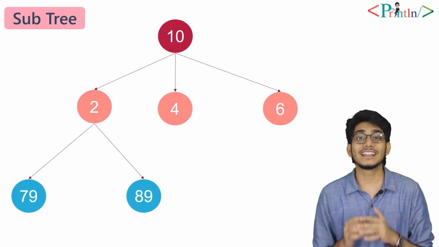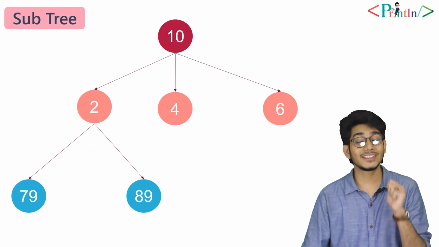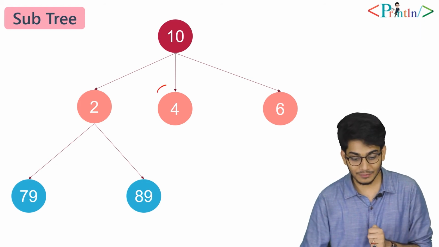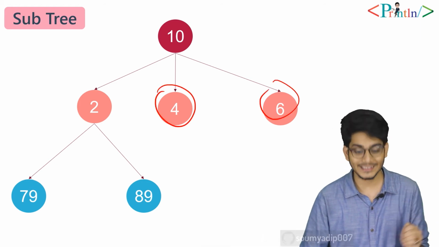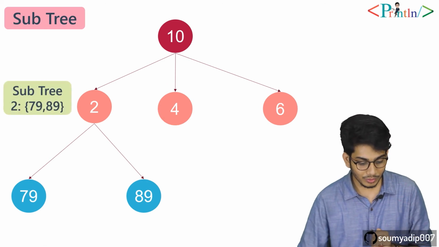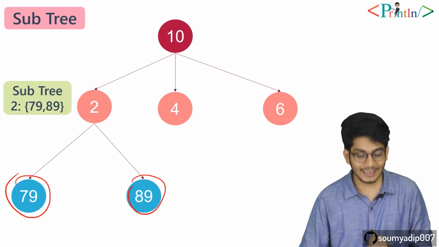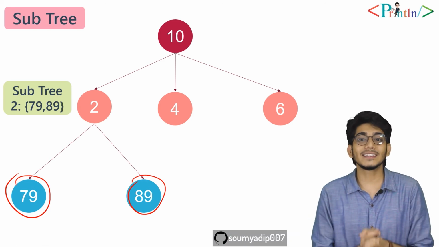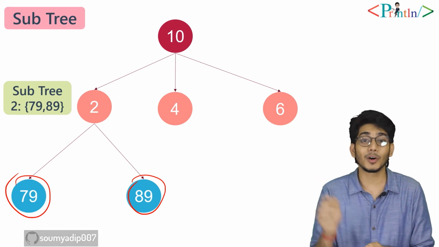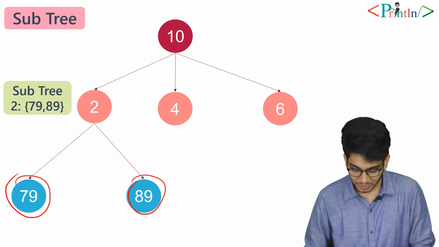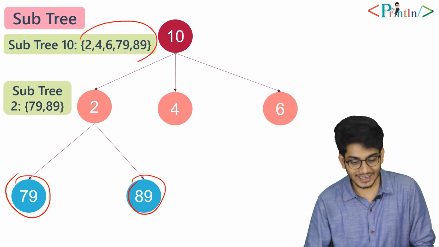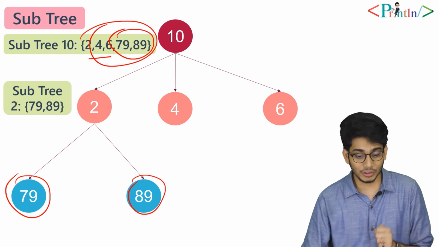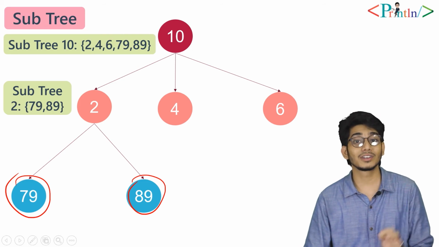Now we'll talk about what a subtree is. Subtree is a very interesting topic. Can you tell me how many subtrees we have? We have to take the child nodes also in the subtree. So the subtree of 2 will be 79 and 89. These two are the subtree of 2. Can you tell me what the subtree of 10 will be? Pause this video and edit your previous comment. The subtree of 10 will be 2, 4, 6, 79 and 89. So your child nodes are also included in your subtree.